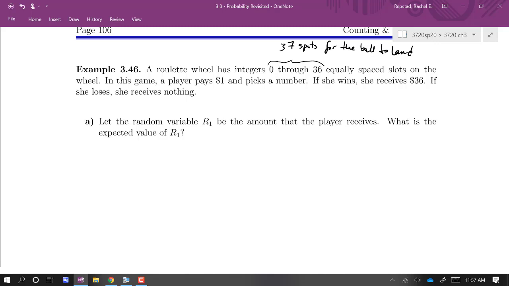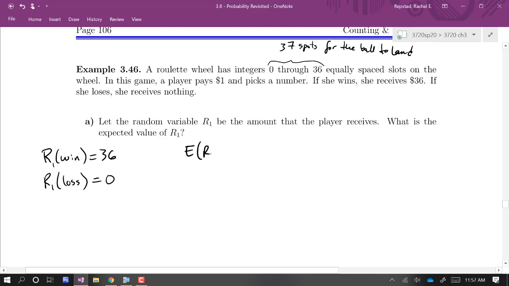So we're going to let R1 be the random variable that is the amount the player receives, which means that the player is going to get $36 or $0. So R1 of a win is 36, and R1 of a loss is 0. We want the expected value, which is the sum of the products R1 of x times P of x.